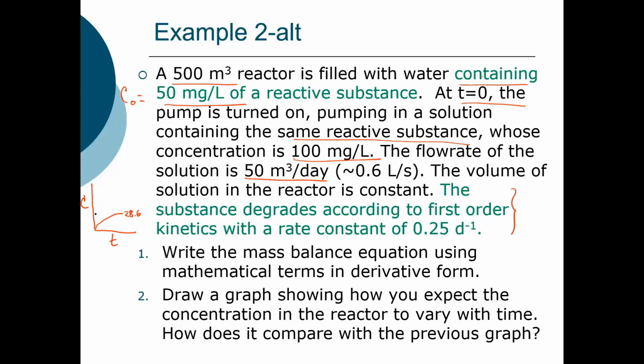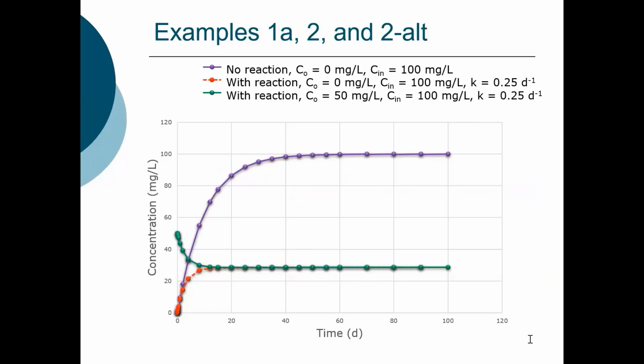Absolutely correct. So here we're going to start at 50. That's the initial, and it's going to decrease to the same concentration. And we're back to the same concentration. So here we are. So it starts here, decreases, and it's 28.6 milligrams per liter.